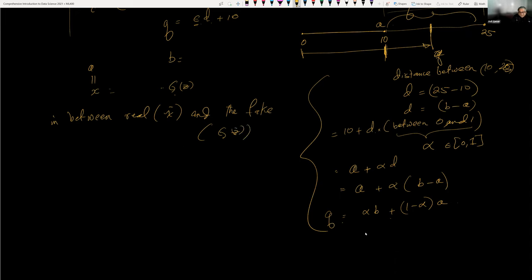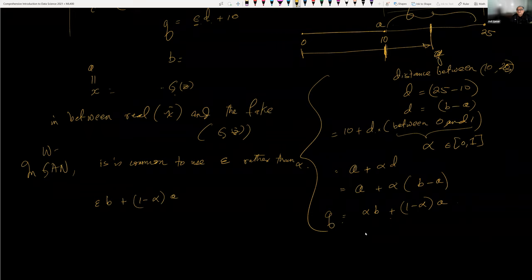You would say, well, that is easy. I need to take and replace epsilon. I used alpha, but in GANs, in WGANs, it is common to use epsilon rather than alpha. Just a change of notation. So all I need to do is epsilon of one of the things, B, plus 1 minus epsilon A. Or you could interchange the two. It doesn't matter.